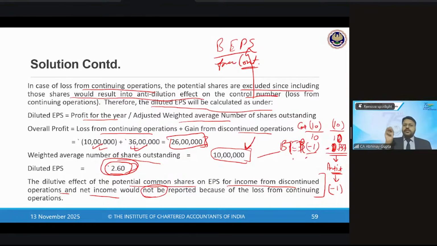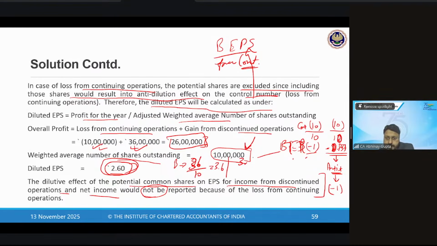So whatever the company is earning from continuing operations is the control number. Now, what does control number mean? Control number means we need to apply our dilution or anti-dilution rule book on the control number only, right? Now, in this case, what is happening? If I calculate the basic earning per share for my discontinued operations, then what would that be? 36 lakh divided by 10, right? How much? 3.6.